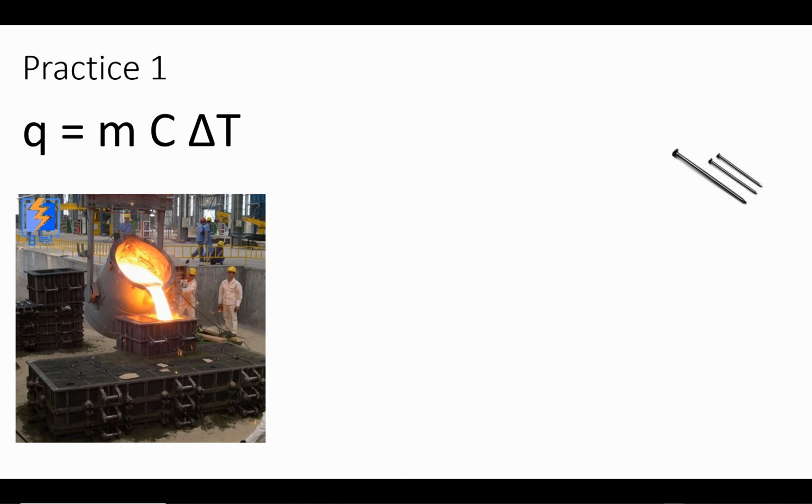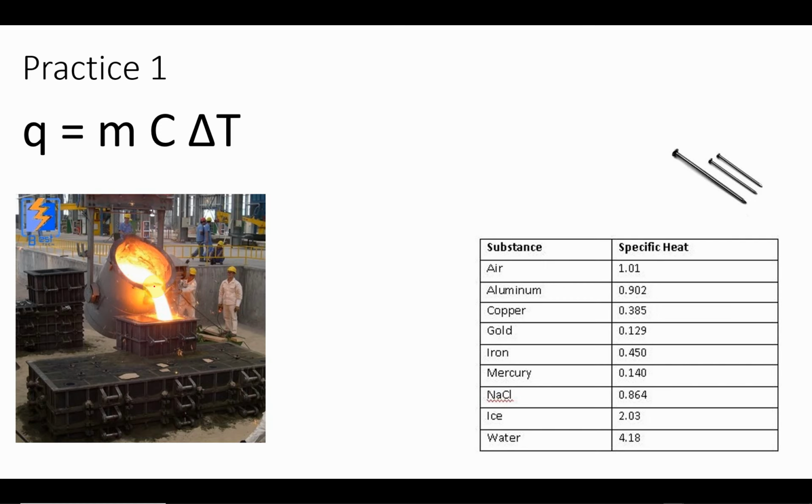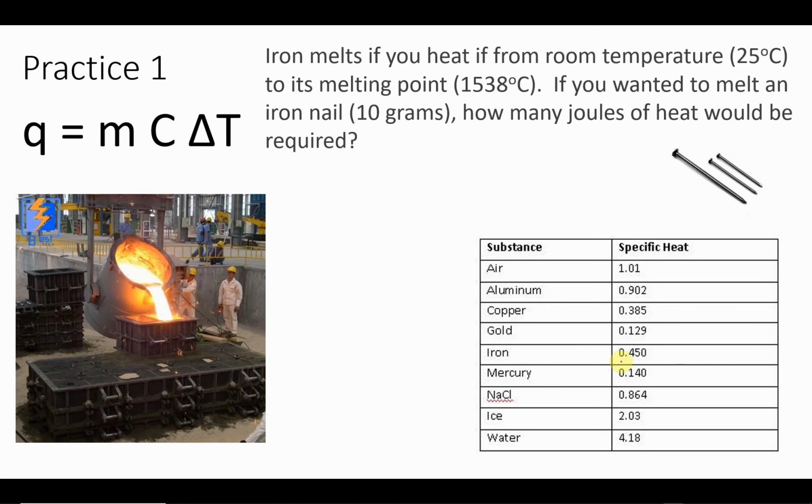Let's try a practice problem. And you know with practice problems, I'm going to ask you to pause the video and do your own calculation first. So it's definitely going to be a Q equals mc delta T question. And it has to do with iron. This is a picture of molten iron, what it looks like when you melt it. And you're going to need the specific heat table over here. You're probably going to want to find the specific heat of iron.